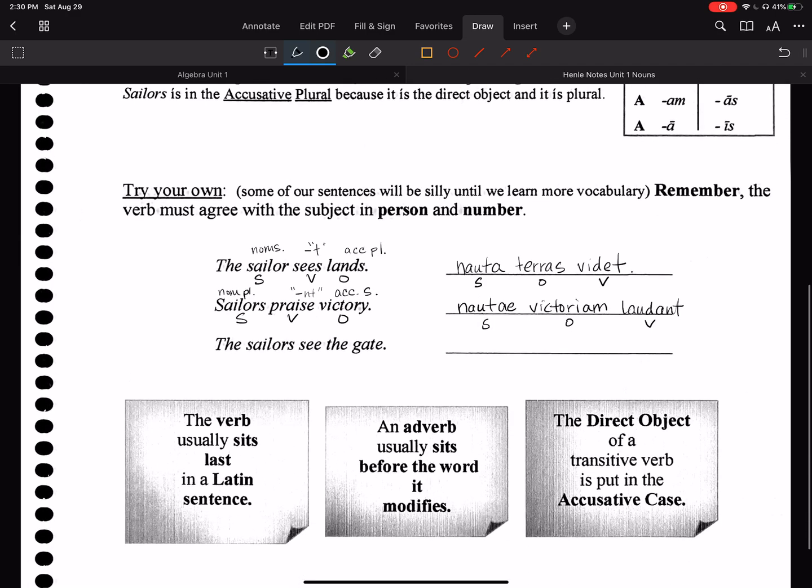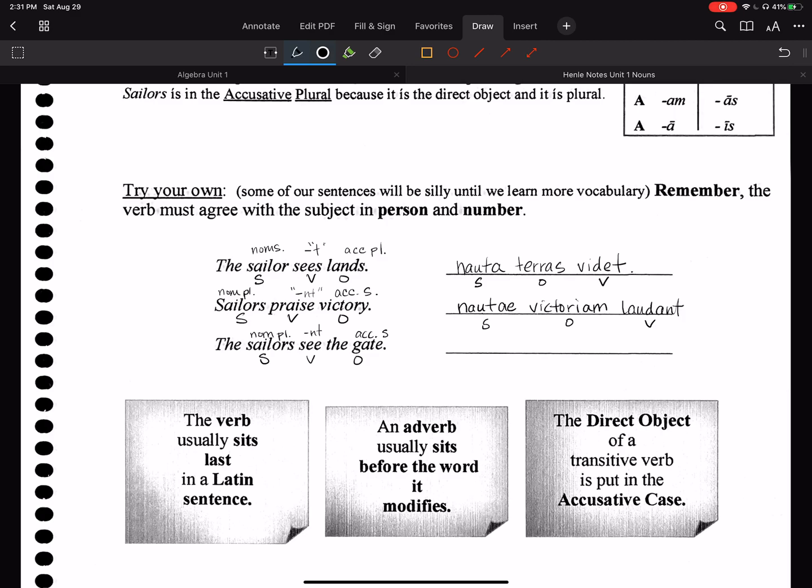The sailors see the gate. The sailors, there's more than one of them. They're my subject, and so they are plural. If my subject is plural, I need to make sure I have NT on the end of my verb in Latin. And then the gate is going to be my object, which means it will go in the accusative case in Latin, and there is only one of them. It is just gate, not gates.